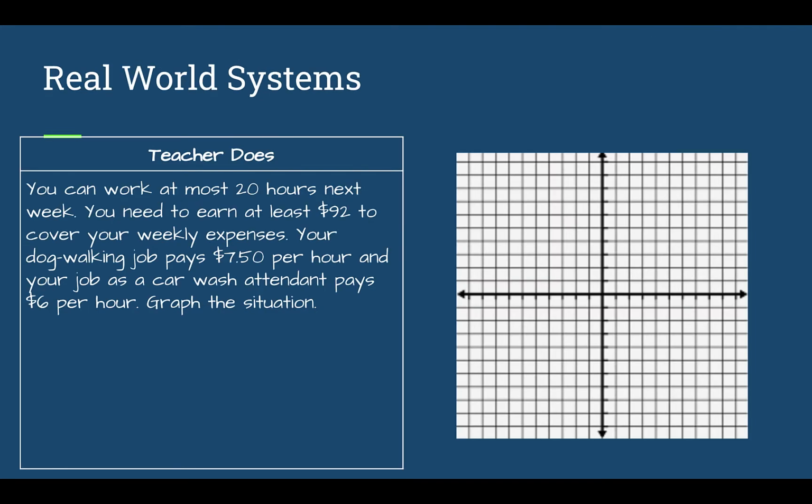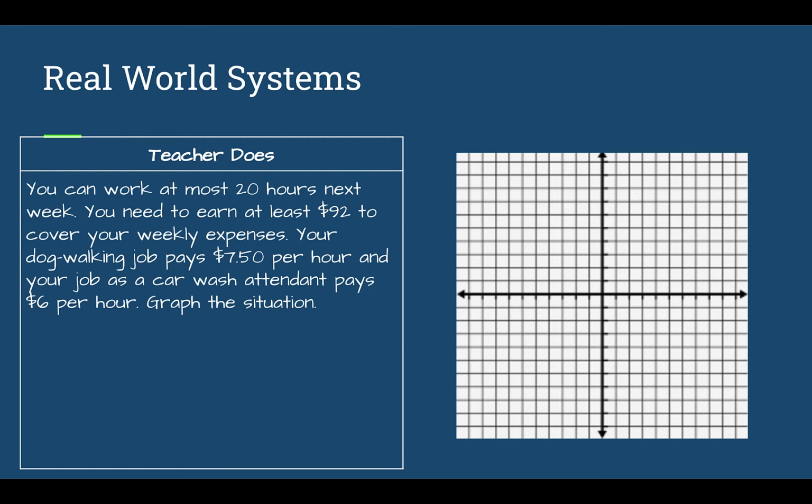Let's look at our first example. You can work at most 20 hours next week. You need to earn at least $92 to cover your weekly expenses. Your dog walking job pays $7.50 per hour, and your job as a car wash attendant pays $6 per hour.